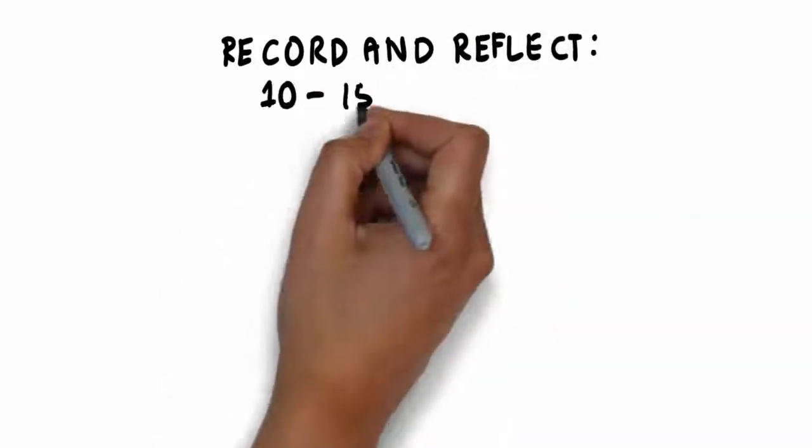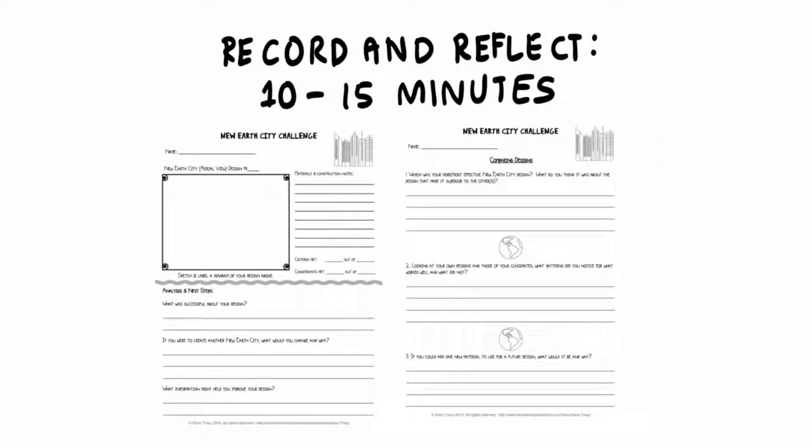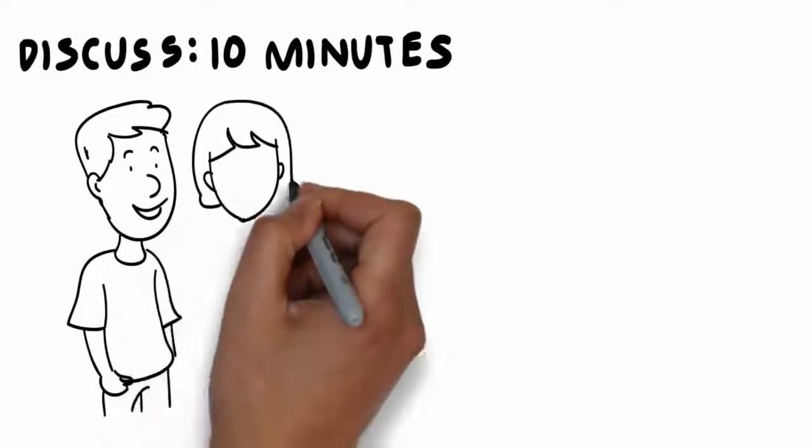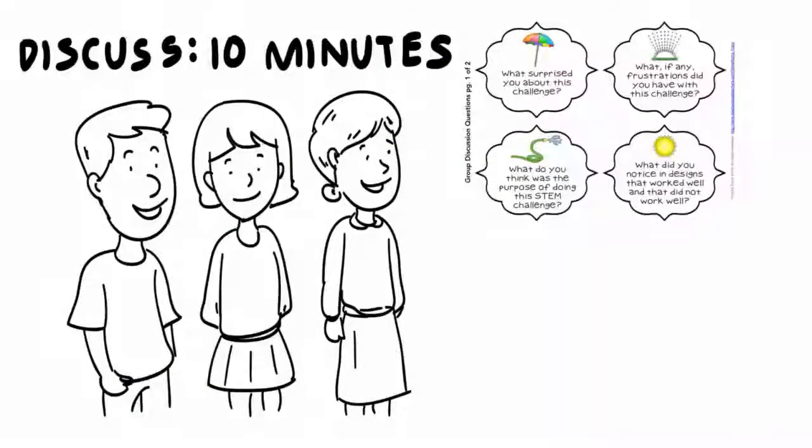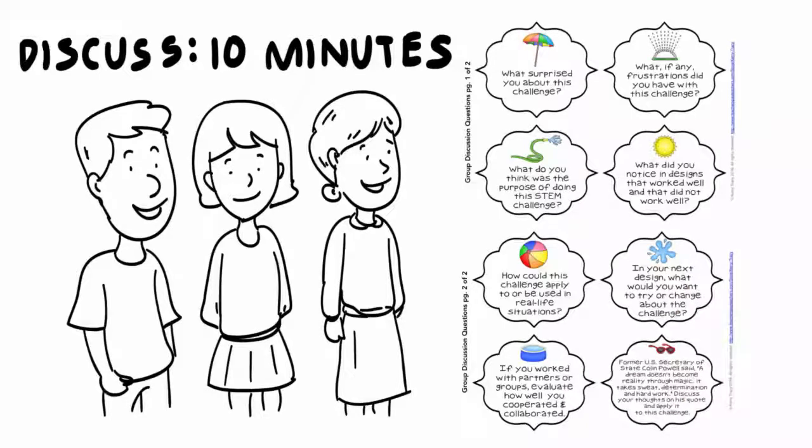4. Record and reflect. Allow 10 to 15 minutes for students to record the results and reflect upon the challenge. All of my STEM challenges come with handouts for this purpose. 5. Discuss. Students should hold a broad discussion about the challenge either within their groups or the whole class for about 10 minutes. My challenges come with a set of 8 discussion questions. 7 are standard, and 1 is a different quote to analyze and apply to the challenge at hand.